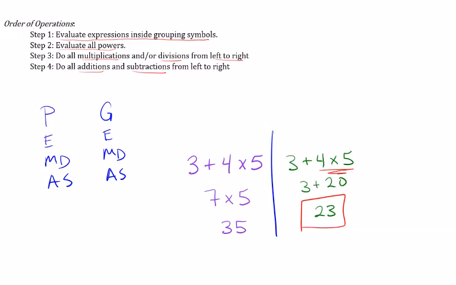So P for parentheses, G for grouping. Either way you want to think about that. E for exponents. M for multiplication, D for division. And then we have A for addition, S for subtraction. All right.